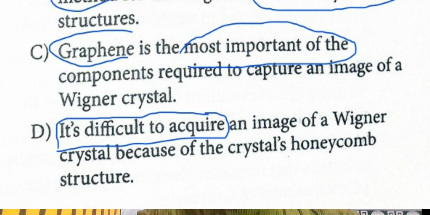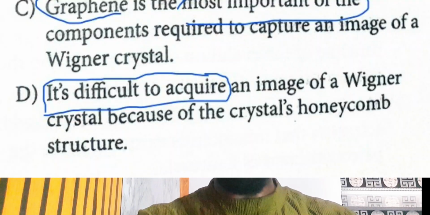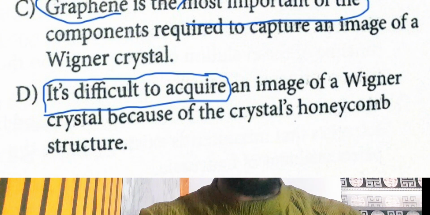Option D, it is difficult to acquire. So I wonder about this kind of answers that are contradicting, totally contradicting. It didn't seem difficult to acquire that Weiner crystal. I mean, they did the research and they confirmed it. So this sounds like it wasn't even confirmed because it was probably very difficult. So it is contradicting and also off scope.